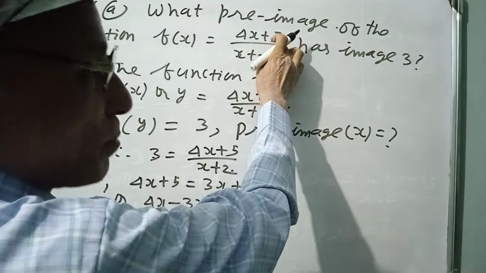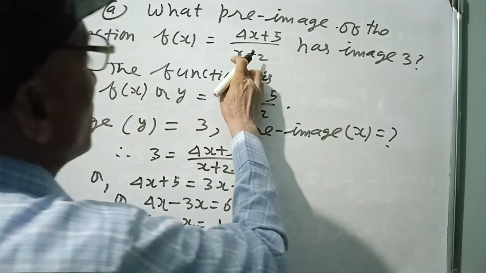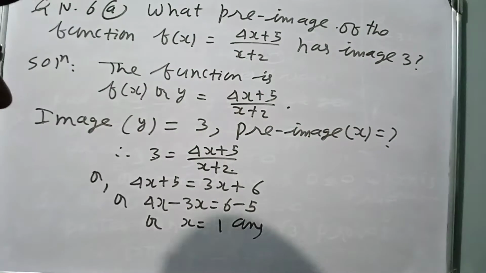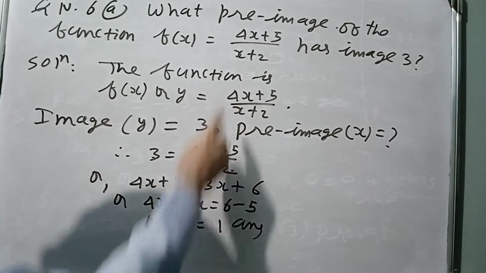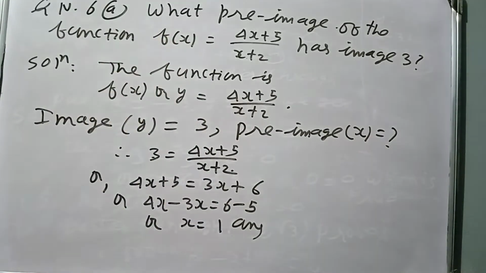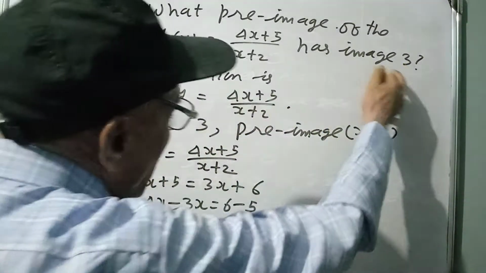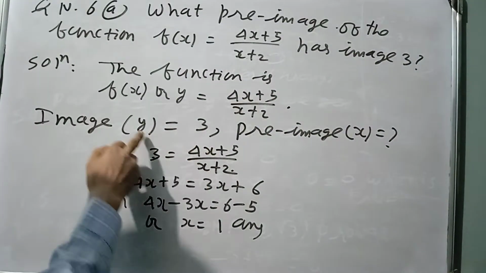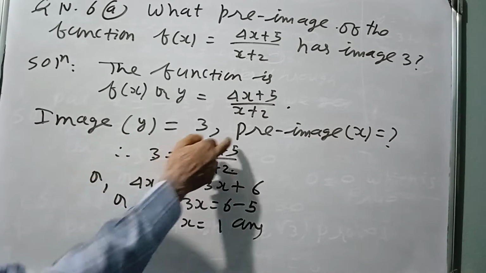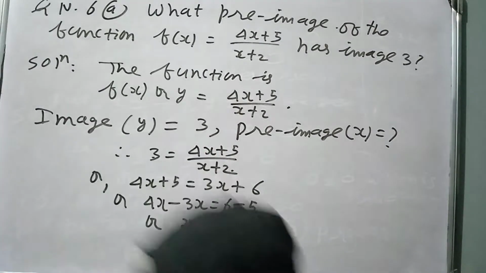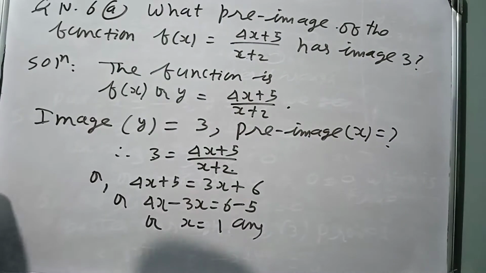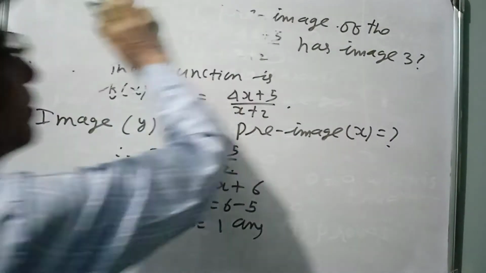4 times 1 is 4, plus 5 is 9. 9 by 3 is 3. Correct. If you put x equal 1, you will get f(x) equal 3. If f(x) equal 3 means y equal 3, find the value of x. Question number 6a.